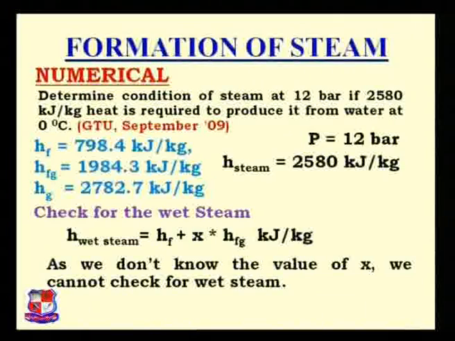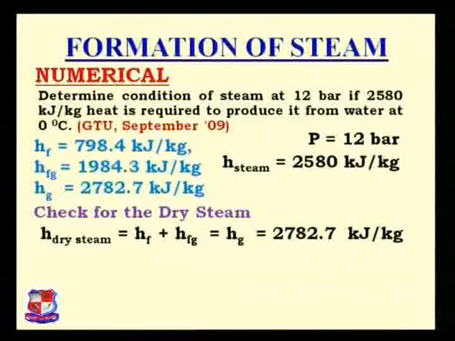So we have to bypass it, because they have not given us the X value, and they will not give it obviously, because if they give us the X value, it automatically becomes wet steam and there is no need to go for the problem. So we cannot check for the wet steam. Now we have to check for the dry steam.